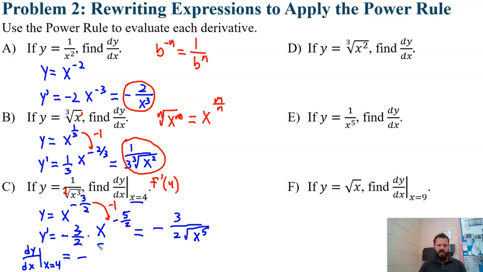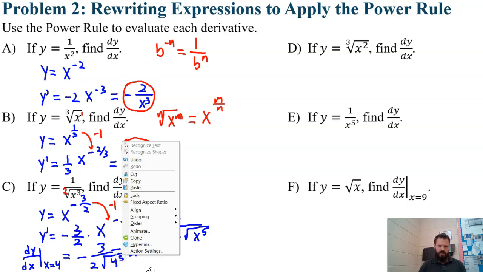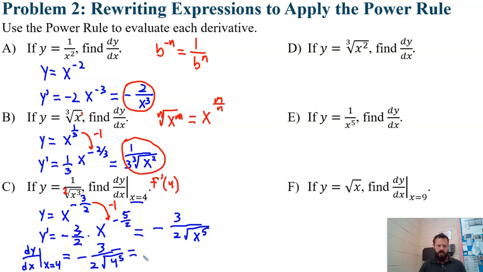Well, that's just going to be equal to negative 3 over 2 times the square root of 4 to the 5th. And I'm going to make that 4 to the 5th look a little less like 45 here quick. There we go. All right, and I'm just going to use my calculator in this part. I don't really feel like finding 4 to the 5th off the top of my head. That's going to be negative 3 over 2 times the square root of 4 to the 5th, which would just be 64.